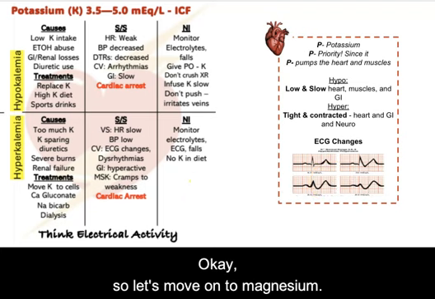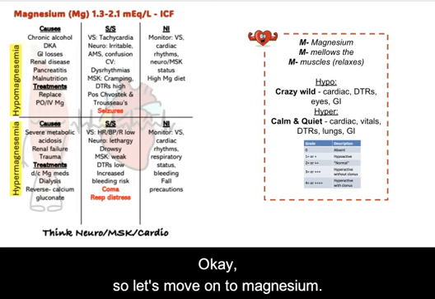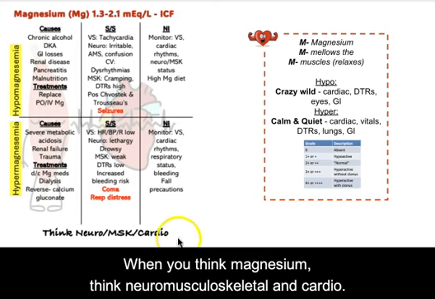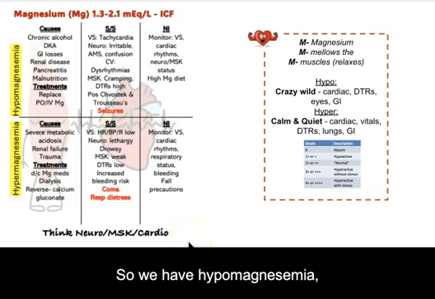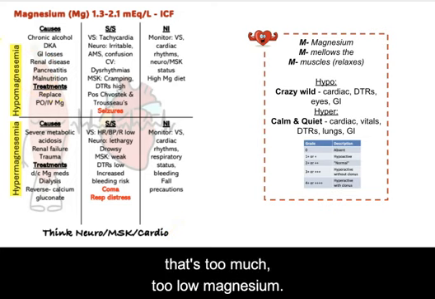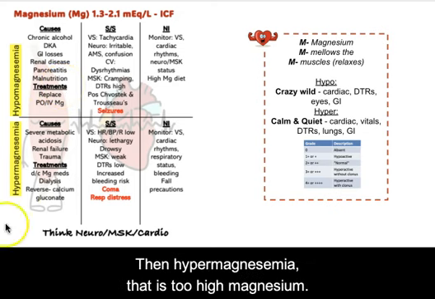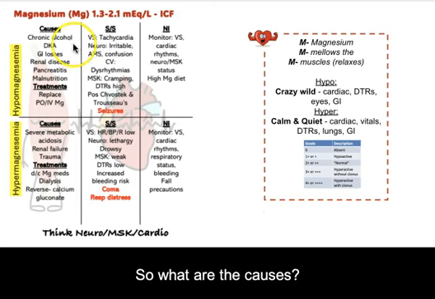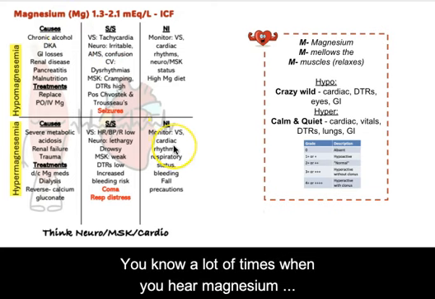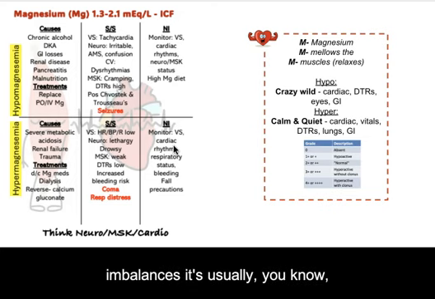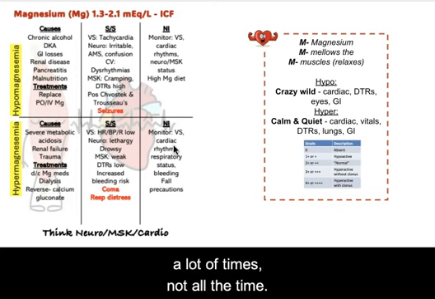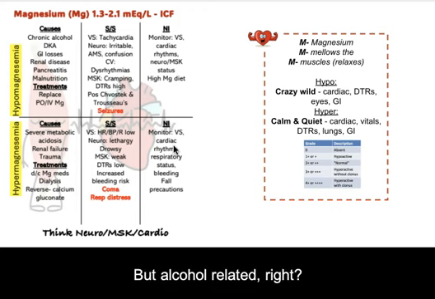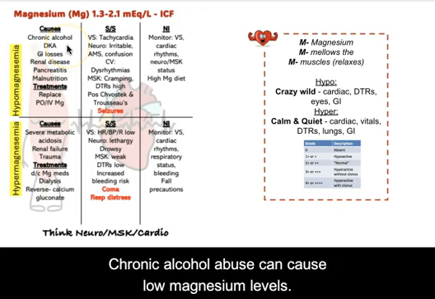Okay, so let's move on to magnesium. When you think magnesium, think neuromusculoskeletal and cardio. So we have hypomagnesemia, that's too low magnesium, then hypermagnesemia, that is too high magnesium. So what are the causes? A lot of times when you hear magnesium imbalances, it's usually, not all the time, but alcohol related, right? Chronic alcohol abuse can cause low magnesium levels.